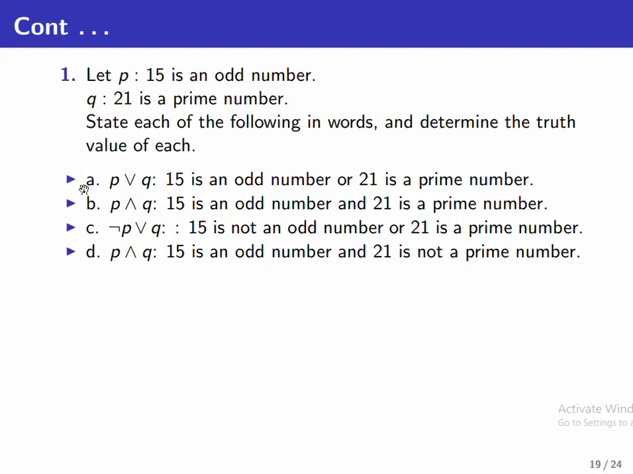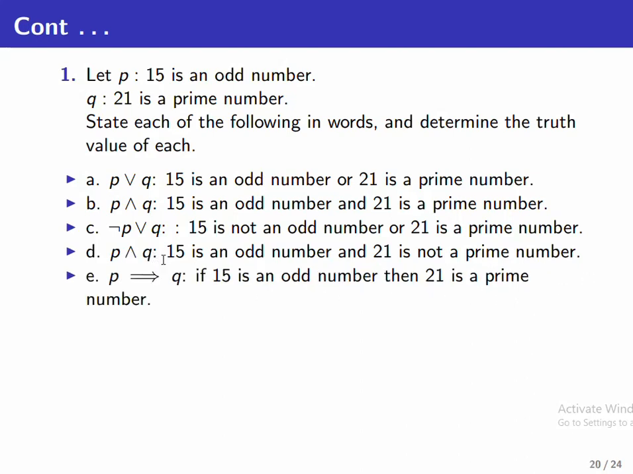Otherwise, this is the same as with A. So with B, P and negation Q becomes, since P is true, 15 is an odd number, which is true, and negation Q, which is 21 is not a prime number, which is true. So true and true becomes true. Therefore, P and negation Q becomes true.